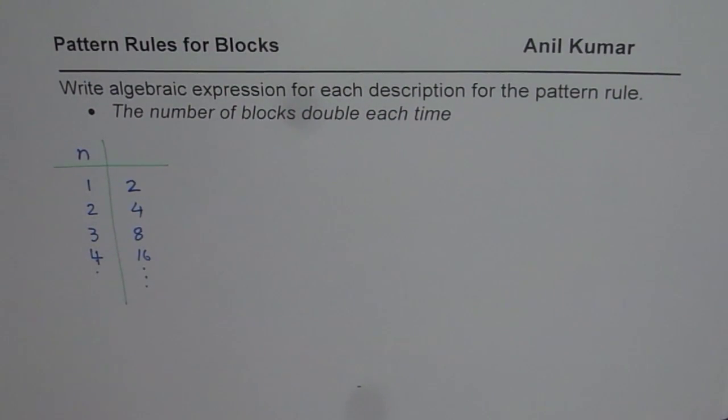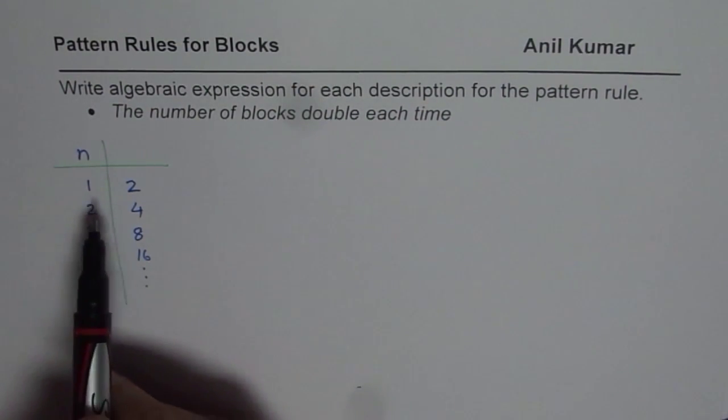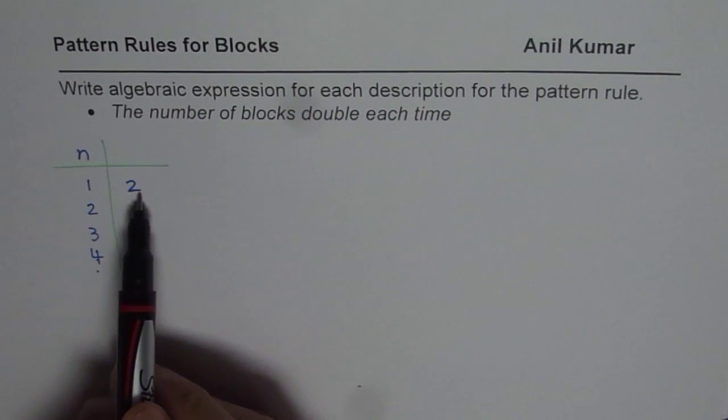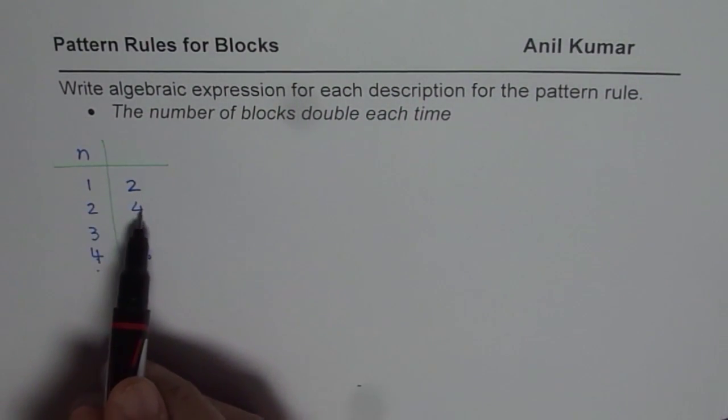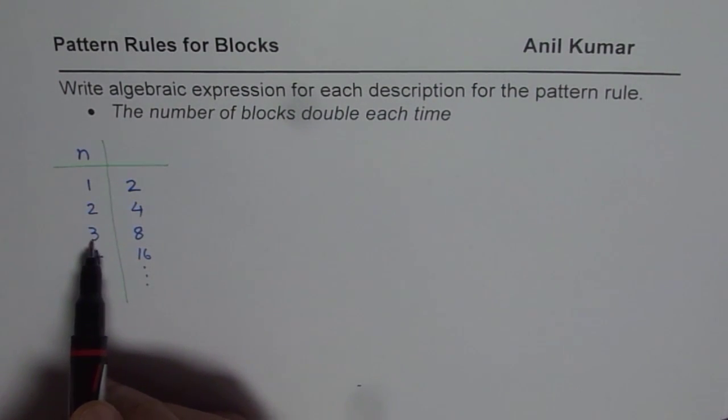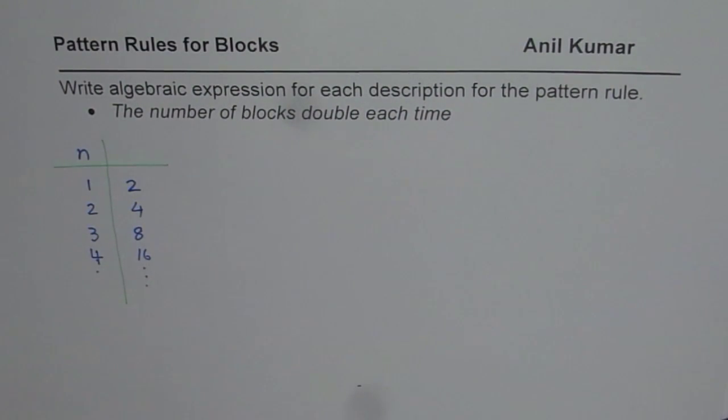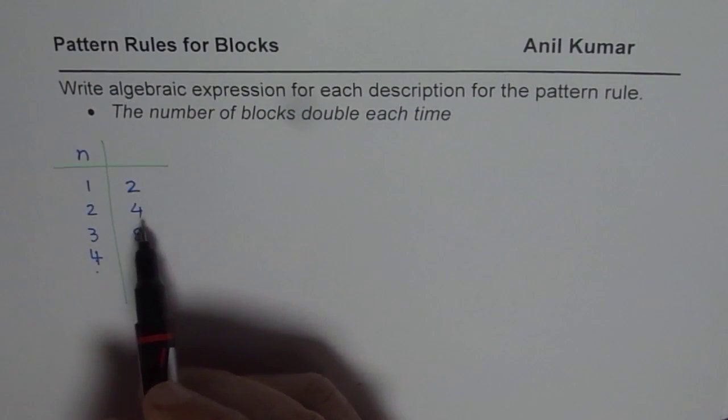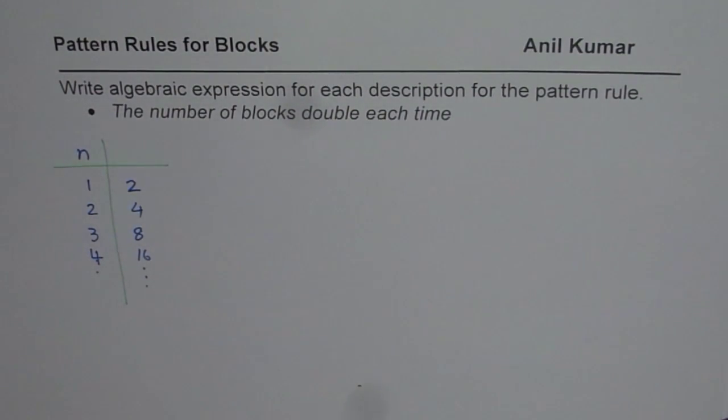Well, the pattern rule seems to be easy. If you relate n with the number of blocks, we get 2 times, right? So 2 times 2 is 4, 2 times 3 is, oh no, it doesn't work, right? It works for the first 2 but not the rest. So what could be the pattern rule? How can we find this pattern?